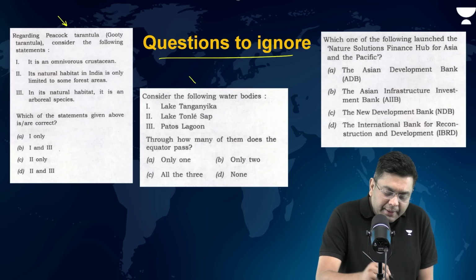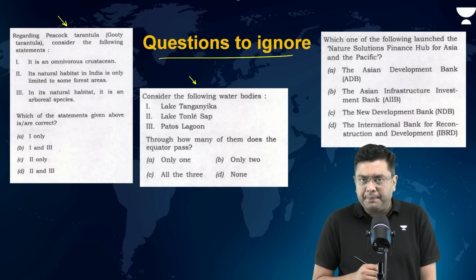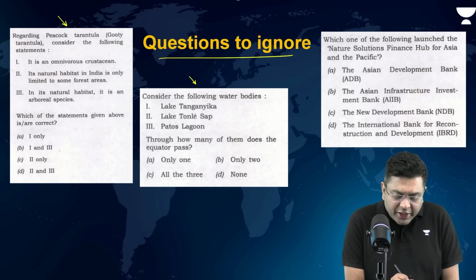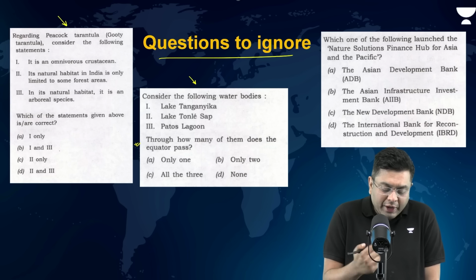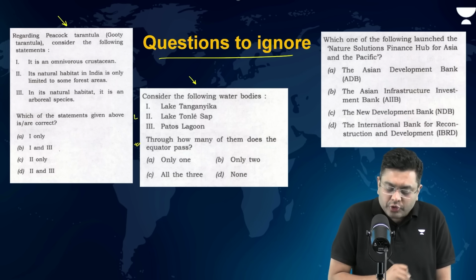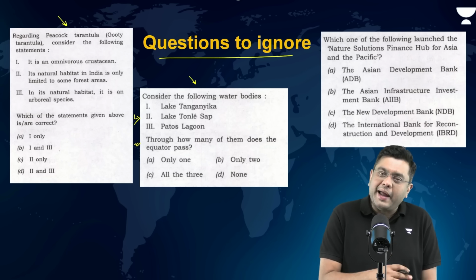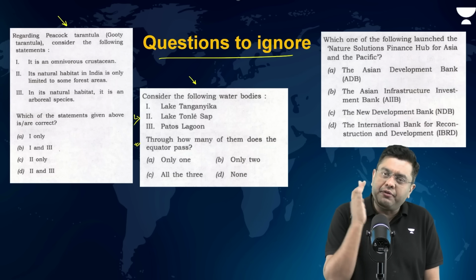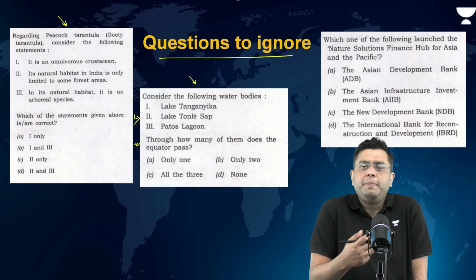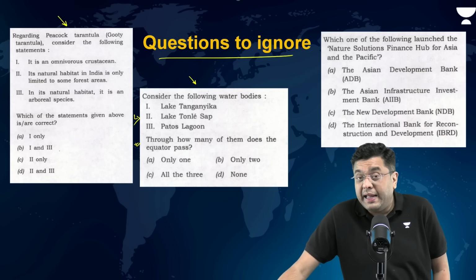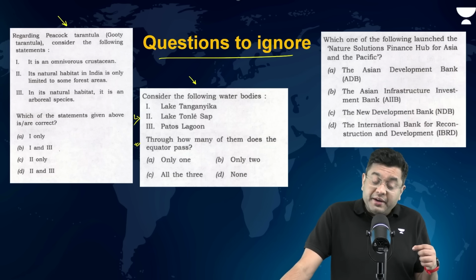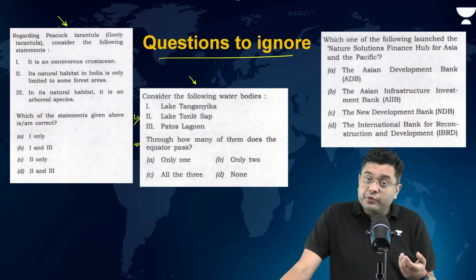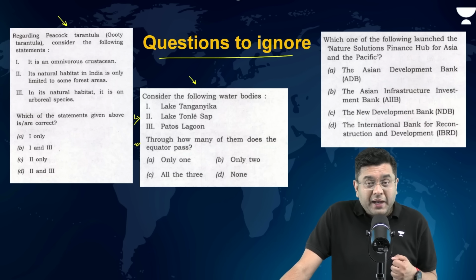Lake Tanganyika, Patos Lagoon, and Tonle Sap. Now, through how many of them does the equator pass? If you have not heard about, let's suppose, Lake Tonle Sap, how will you manage to get the answer correct, even if you have read the other two? You cannot be happy that I know where Lake Tanganyika is. It is present in the African Rift Valley zone. You have to be aware of the Patos Lagoon as well, to the north of the Rio de la Plata.